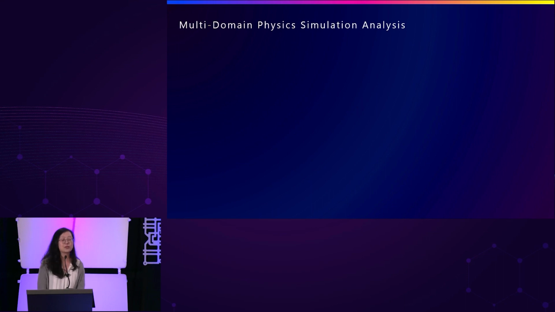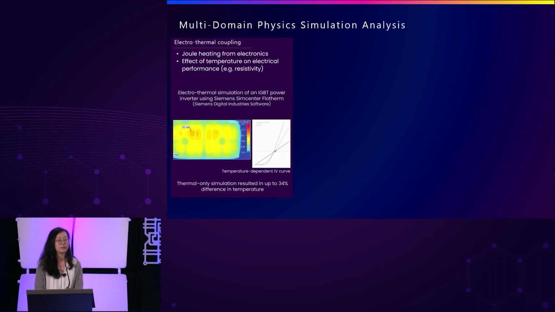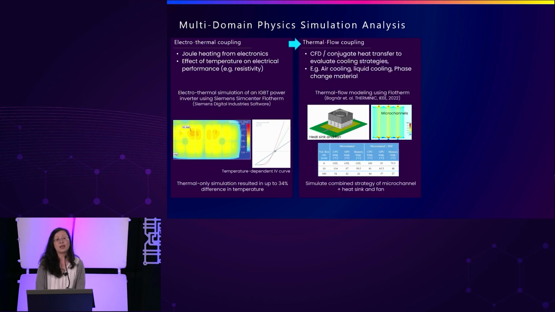So with multi-physics domains, let's start off by talking about electrothermal coupling, which is related to Joule heating and also how temperature in turn could affect electrical performance. As we are packing more and more into our design, heat dissipation obviously becomes a challenge, and this is what we also heard from previous talks.